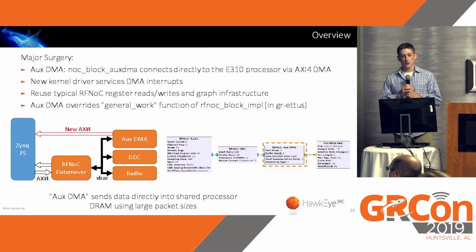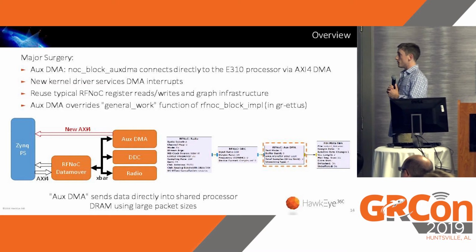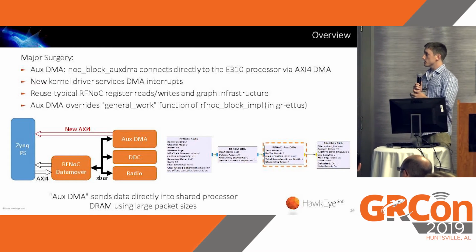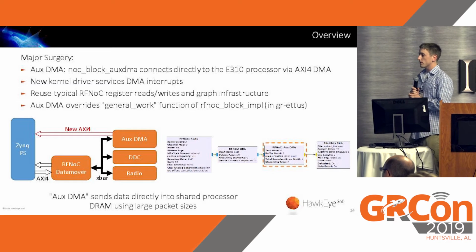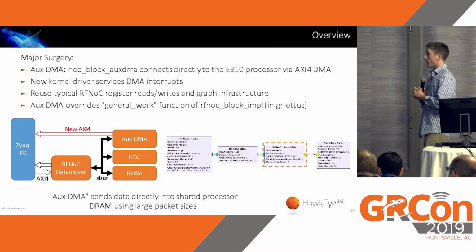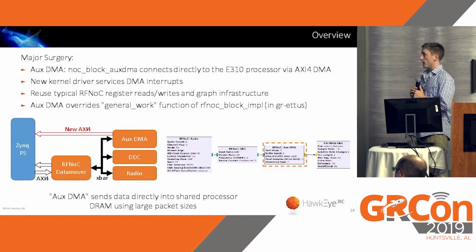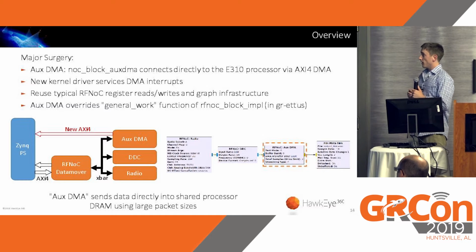Sticking with the UHD and RFNoC architecture, we did some major surgery. This is a quick overview. So we made a new RFNoC block that essentially pulls data off of the AXI wrapper and the NoC shell and feeds it into a Xilinx IP core that does the DMA. So it goes stream to memory mapped.